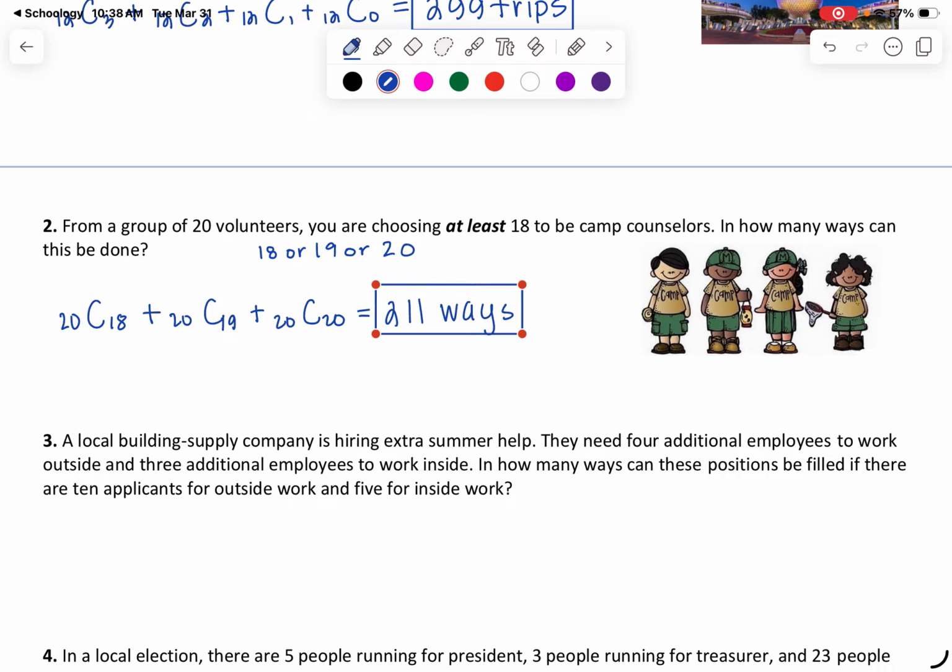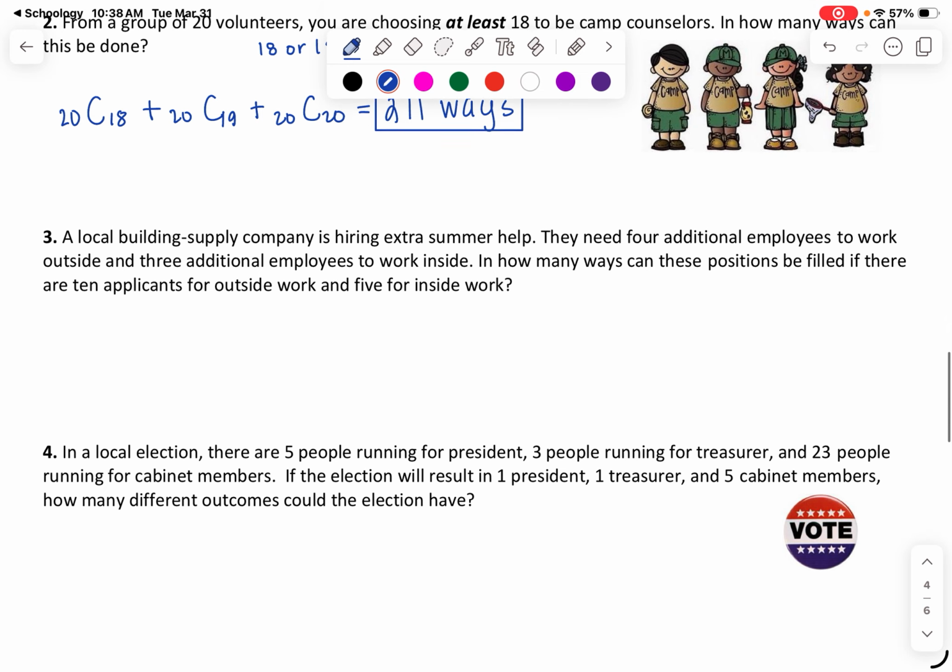Okay. So once again, if you think about like the broad idea of this, that there's 20 people in a group, you're going to either choose 18, 19, or 20 of them to be counselors. If you're choosing 18, that's going to give you a certain amount of different ways. That's the 20 choose 18. But then, or I can choose 19 or I can choose 20.